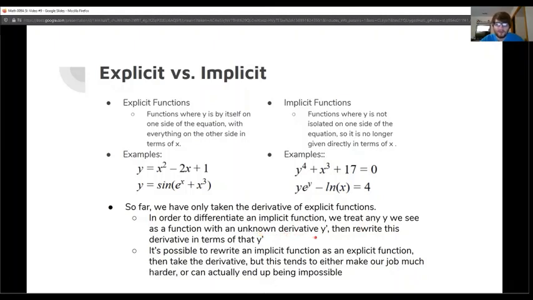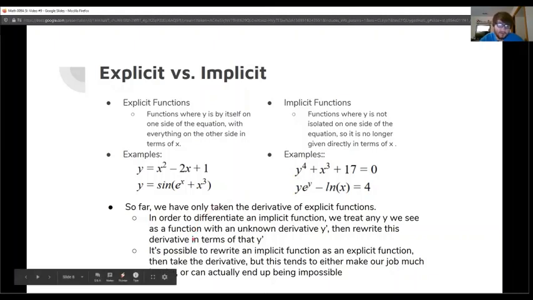Then we rewrite this derivative in terms of that y prime. So for example, let's just take a look at this chunk right here. For y to the 4th, we use our generalized power rule, where f of x is y. We move the power out, so we have 4 times y, and this would become y cubed. But then what we'd have to do afterwards is multiply by the derivative of f, or in this case, the derivative of y. So you'd multiply that whole thing by y prime.